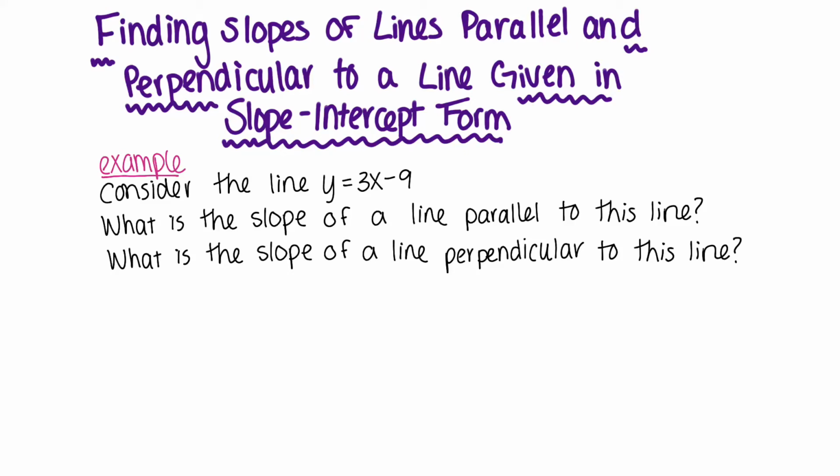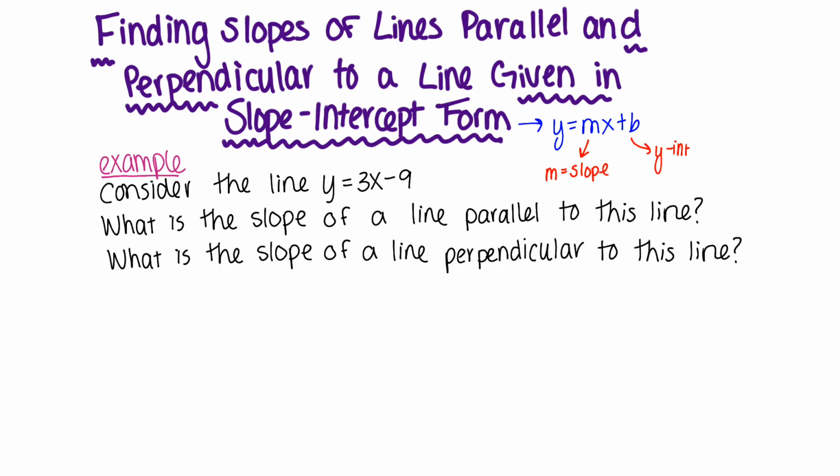Finding slopes of lines parallel and perpendicular to a line given in slope-intercept form. So slope-intercept form is y equals mx plus b form, where the m is the slope of the line, and the b is the y-intercept. For this topic, the y-intercept is not going to be useful for us. We'll just be looking at the slope.